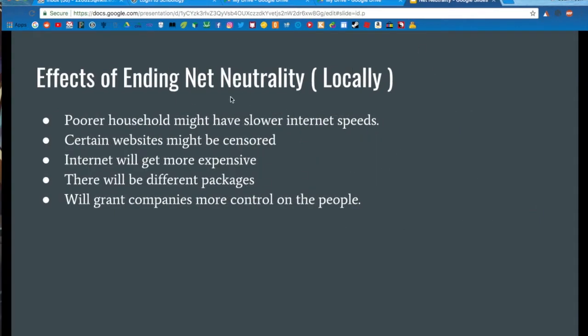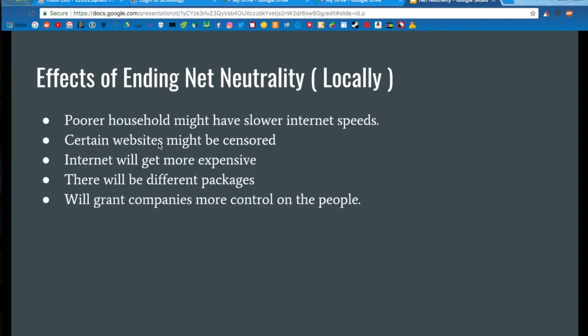The effects of ending net neutrality, locally. Poor households might have slower internet speeds in America. Internet fast lanes are basically that you have to pay more to get a better internet speed, like 100 megabytes per second or some such. Poor households cannot afford such fast internet, therefore they can have slower internet speed. Currently, that's not the case. Everyone has the same. Certain websites might be censored, as in there might be slower internet to a certain website if the company providing the internet does not agree with it.